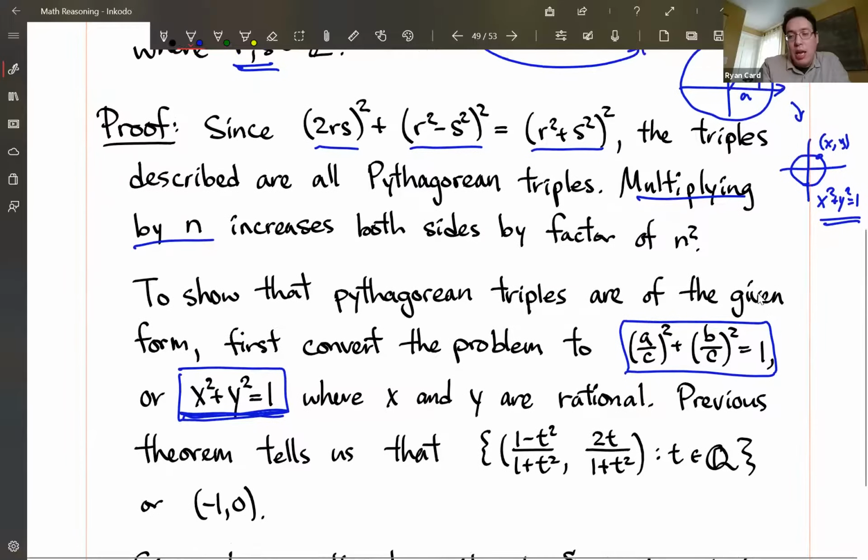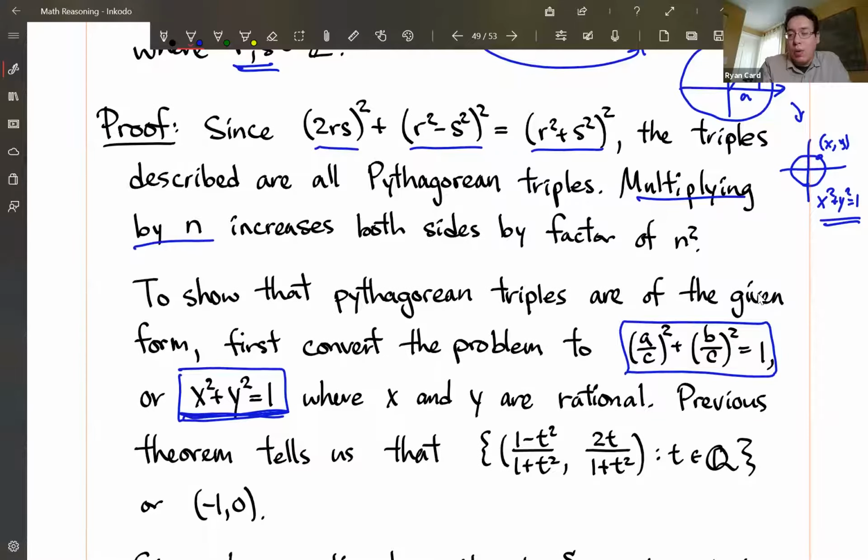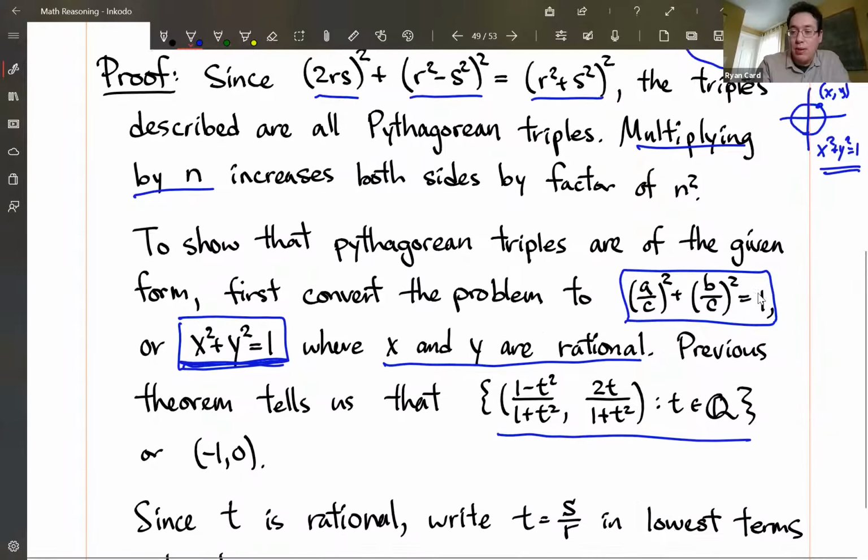And a, b, and c, we want them to be integers. But if we divide by the integer c, now x and y are rational numbers. So that's also changed. And now we use the parameterization theorem that we proved last week. If you have a rational point on a unit circle, you can describe it in this form for some rational t. So now we've gone from three variables to just a single variable t. So this is quite a bit of progress here.